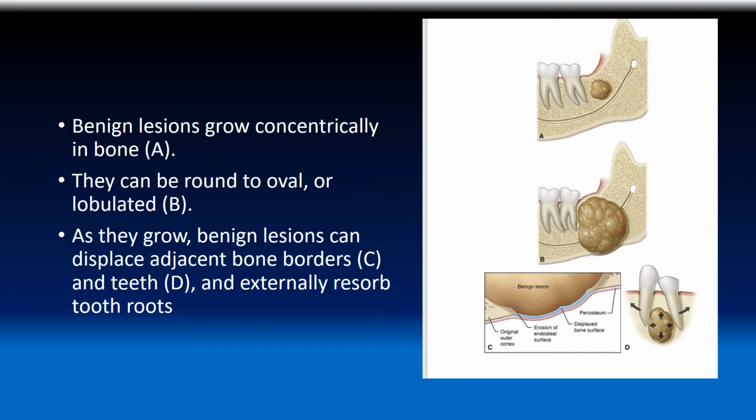A benign lesion is shown in this image, which is growing concentrically in the bone. They can be round, oval, or lobulated. As they grow, benign lesions can displace adjacent bone borders, teeth, and also externally resorb tooth roots. So, this is something very important that we look for when we are looking at any radiographic image of a tumor.